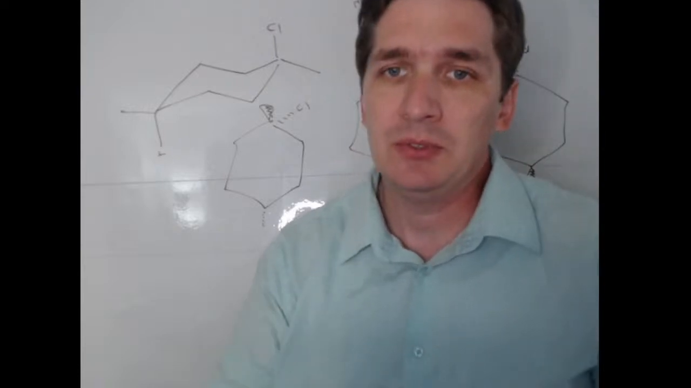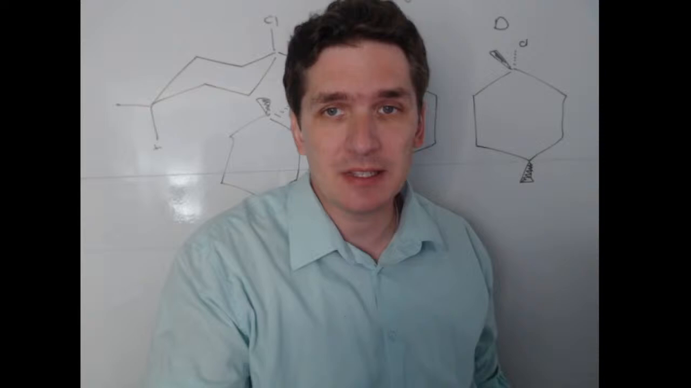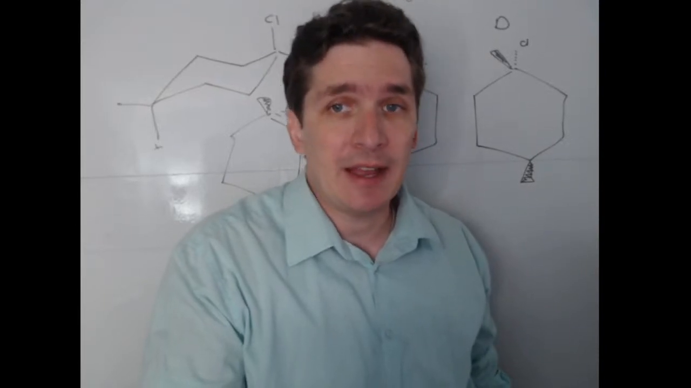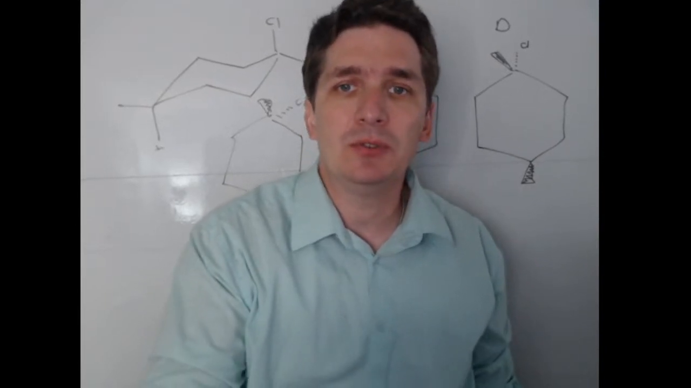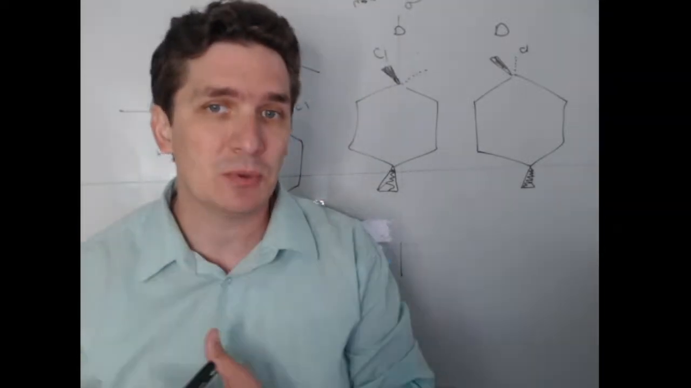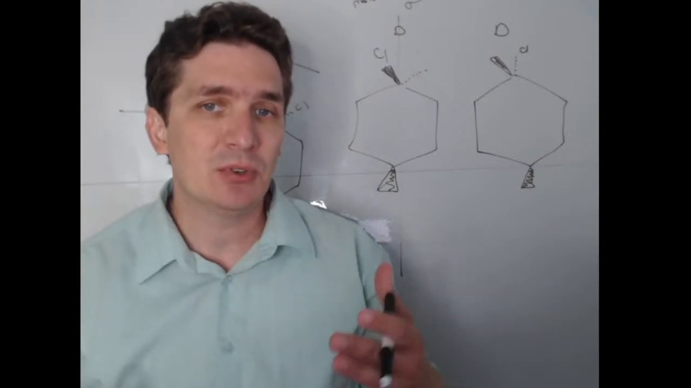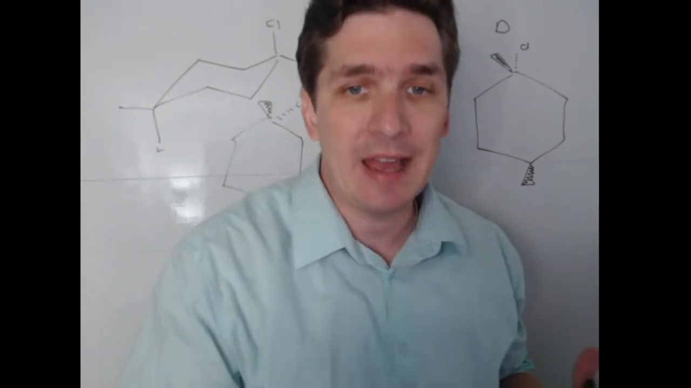Now, are they formed in equal amounts? And the answer is no. And the reason they're not formed in equal amounts is because we have this axial versus equatorial preference. So your CH3 group is going to be bigger than your chlorine, and is going to prefer the equatorial position. And so what we expect to see is that a majority of this should be the one where the chlorine is in the axial position.